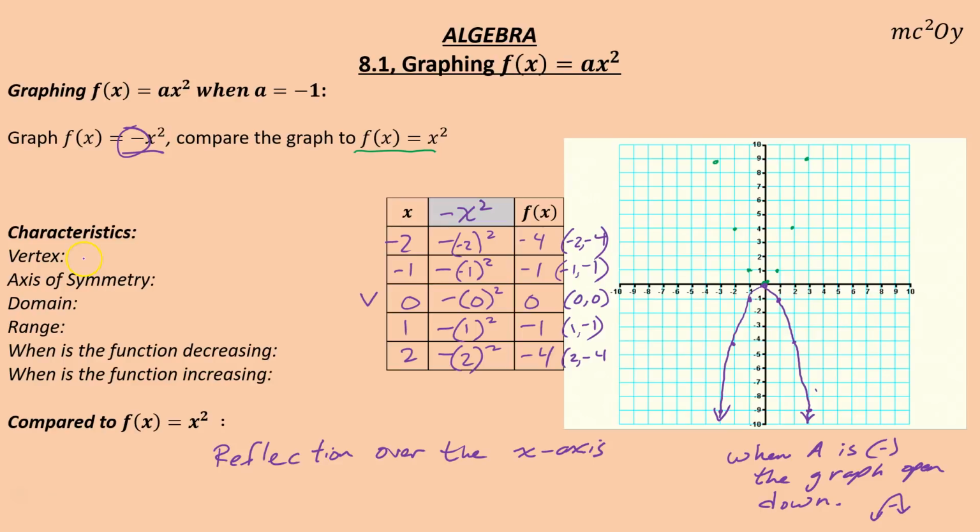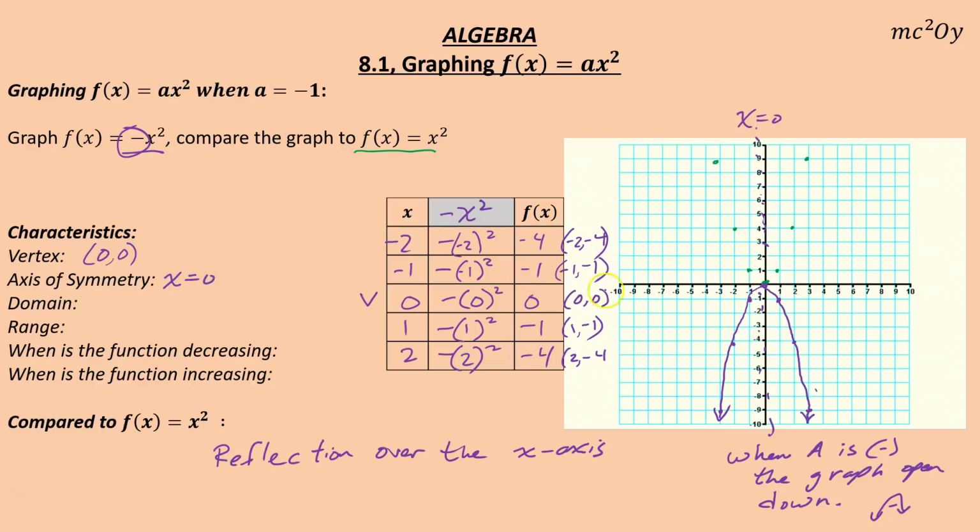Okay, the vertex, well, the vertex is 0, 0. Axis of symmetry is still right here. In fact, we didn't even have to fill out the whole top part of this table. We know it's going to reflect, but it's at x equals 0 again.